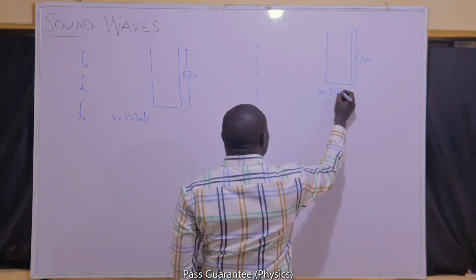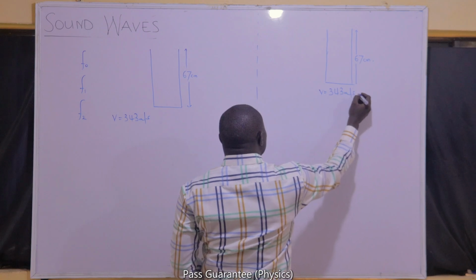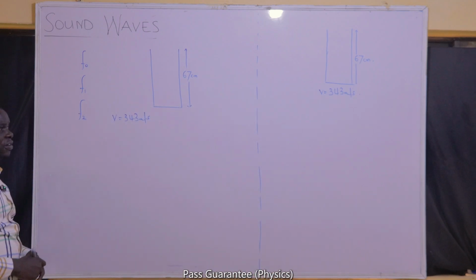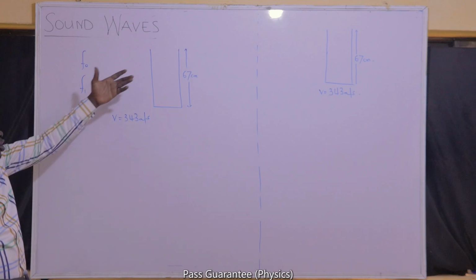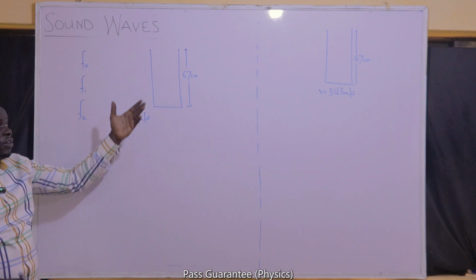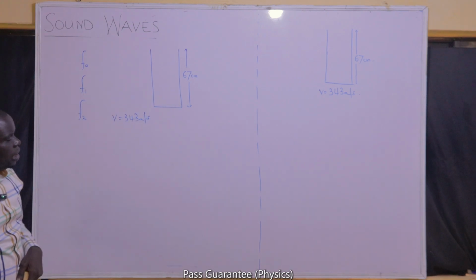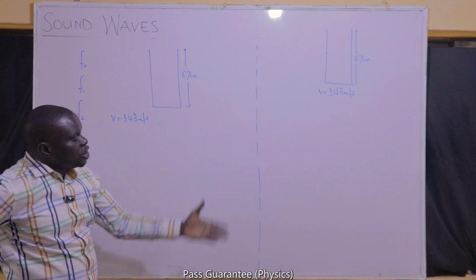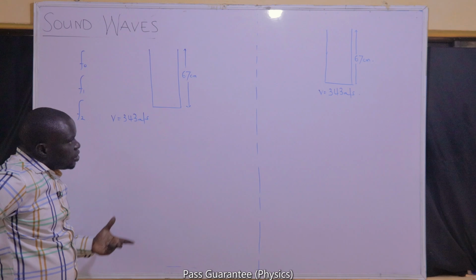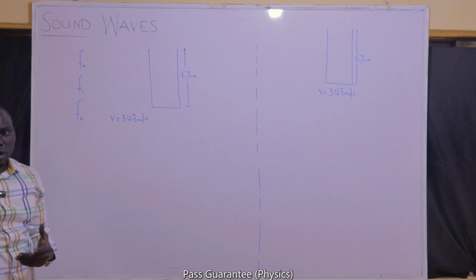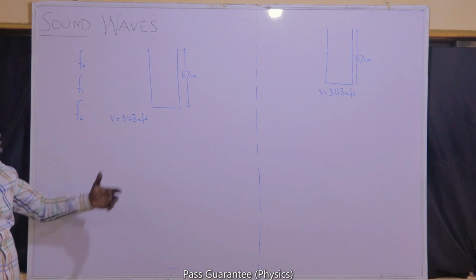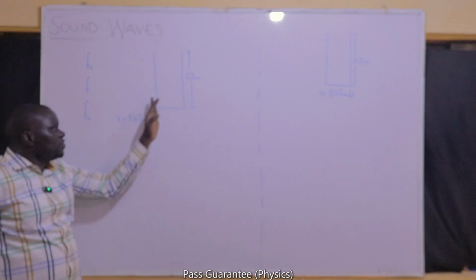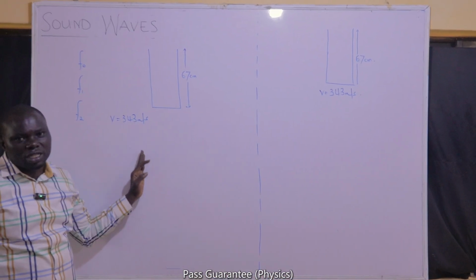Why did they give us the temperature with the velocity? Because I told you earlier that temperature can affect velocity. They want us to do this at 20 degrees Celsius and they give us the velocity at 20 degrees Celsius. They know that velocity can be affected by temperature, but we don't have any problem with that in this question. They asked us to find F0, F1, and F2 at 20 degrees Celsius, and the velocity they give us is also at 20 degrees Celsius.